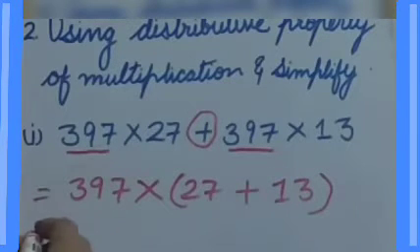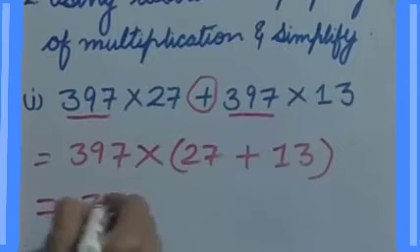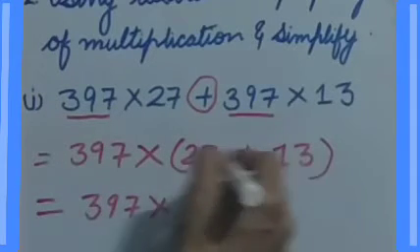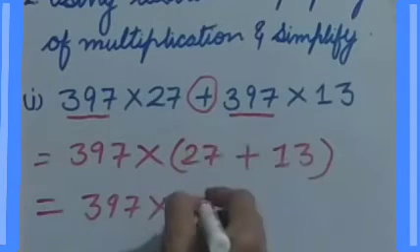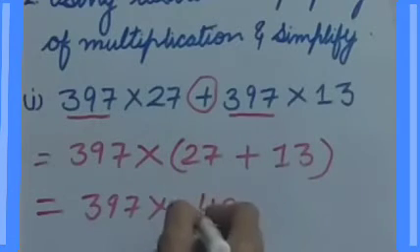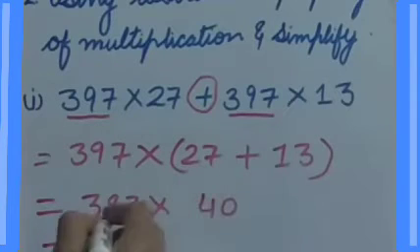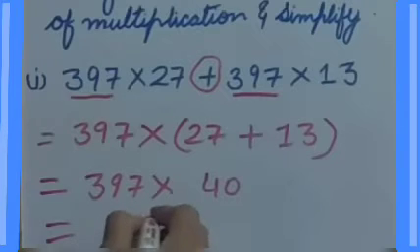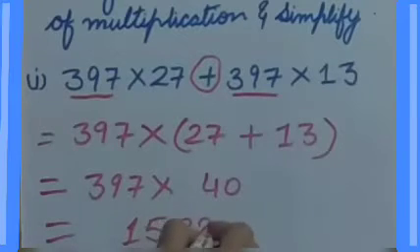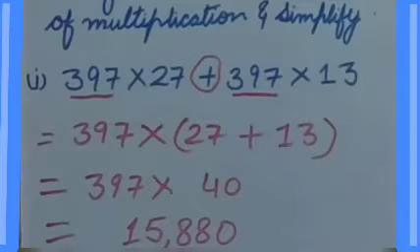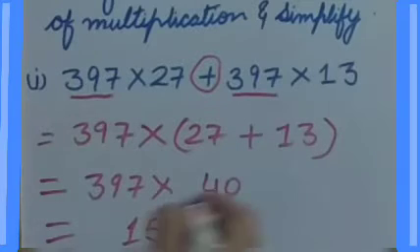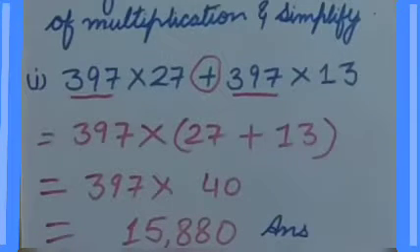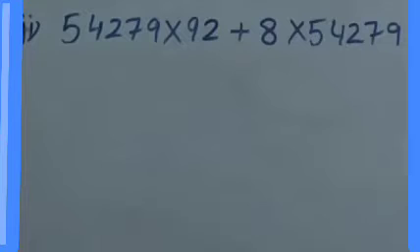Got that? Now on solving, 397 multiplied by, opening the bracket, first I'll add these two. So 27 plus 13 equals 40. So on multiplication of 397 and 40, my answer is 15,880. So using the distributive property, I got the answer 15,880.